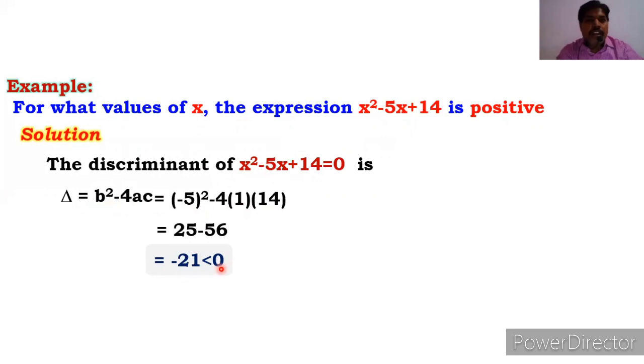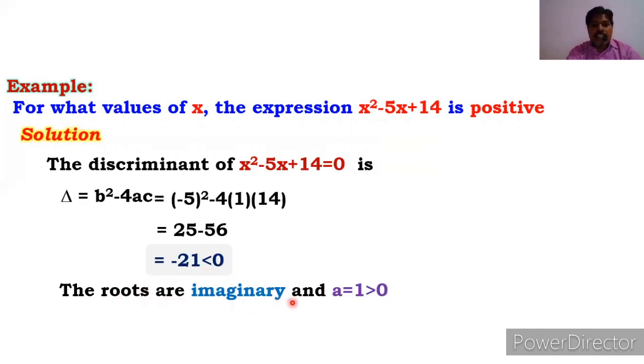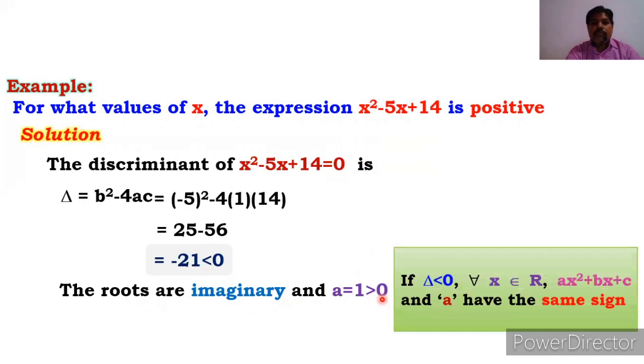Less than 0 means it is the first case. What is the first case? If the discriminant is less than 0, then the roots are non-real complex numbers, and in that case a and the expression both have the same sign. That means the roots are imaginary, and the a value, the x square coefficient, is 1, so a is greater than 0.